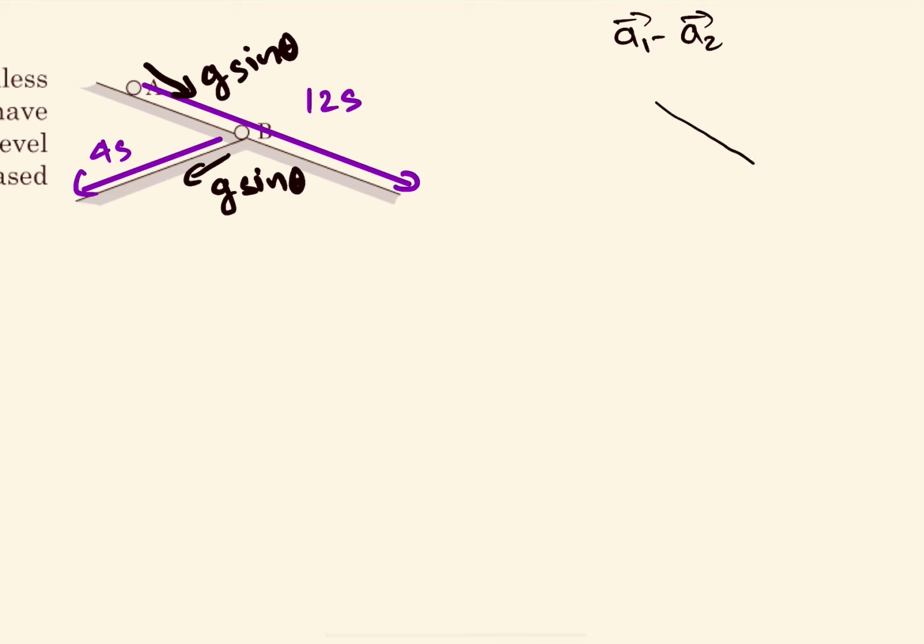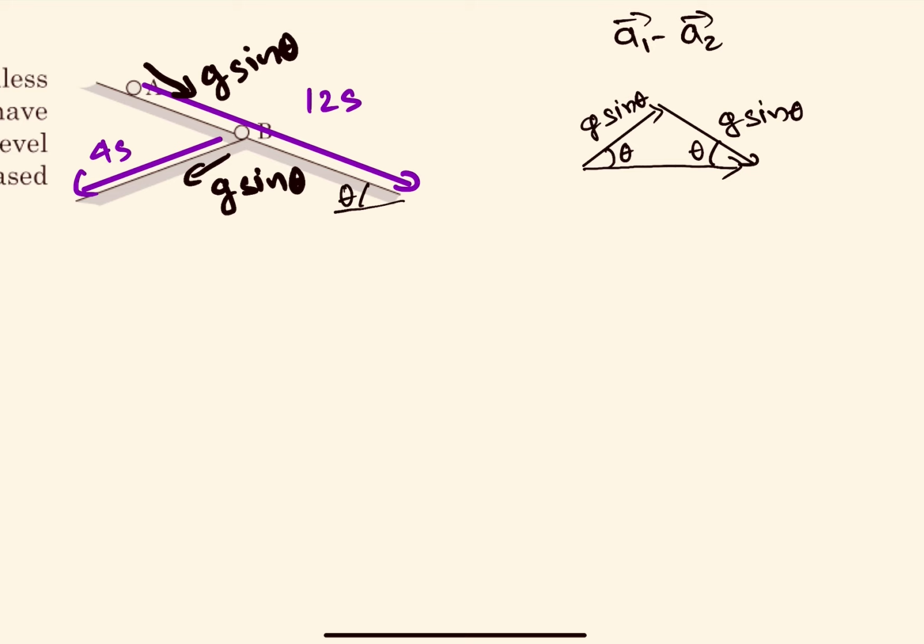Now a1 vector is g sin theta this way, and a2 vector is g sin theta this way. So when we do minus a2 vector, we would get this, right? So that means the relative acceleration will be this way. Is that okay? So this is g sin theta, this is also g sin theta, and this angle is theta. So how much will be the magnitude of that relative acceleration? The magnitude of that relative acceleration will be nothing but 2g sin theta cos theta. This will be the relative acceleration.